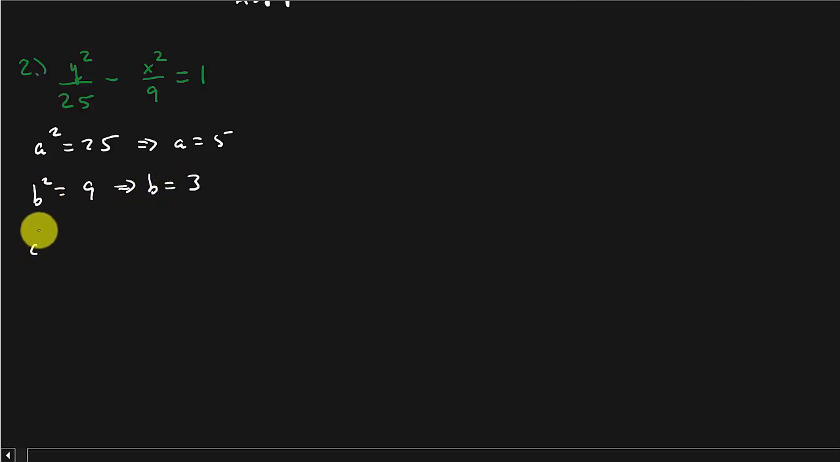And we can go ahead and find c. C squared is equal to a squared plus b squared, which is 34. So c is equal to the square root of 34. That's a nasty number, isn't it? It's fine, though. All right, let's go ahead and do our asymptotes.